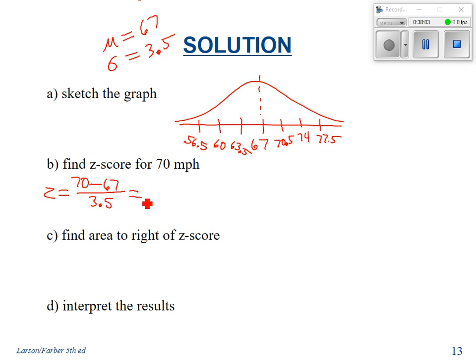Somebody help me out with the calculator. 70 minus 67, I can do, that's 3. What's 3 divided by 3.5? 0.85.